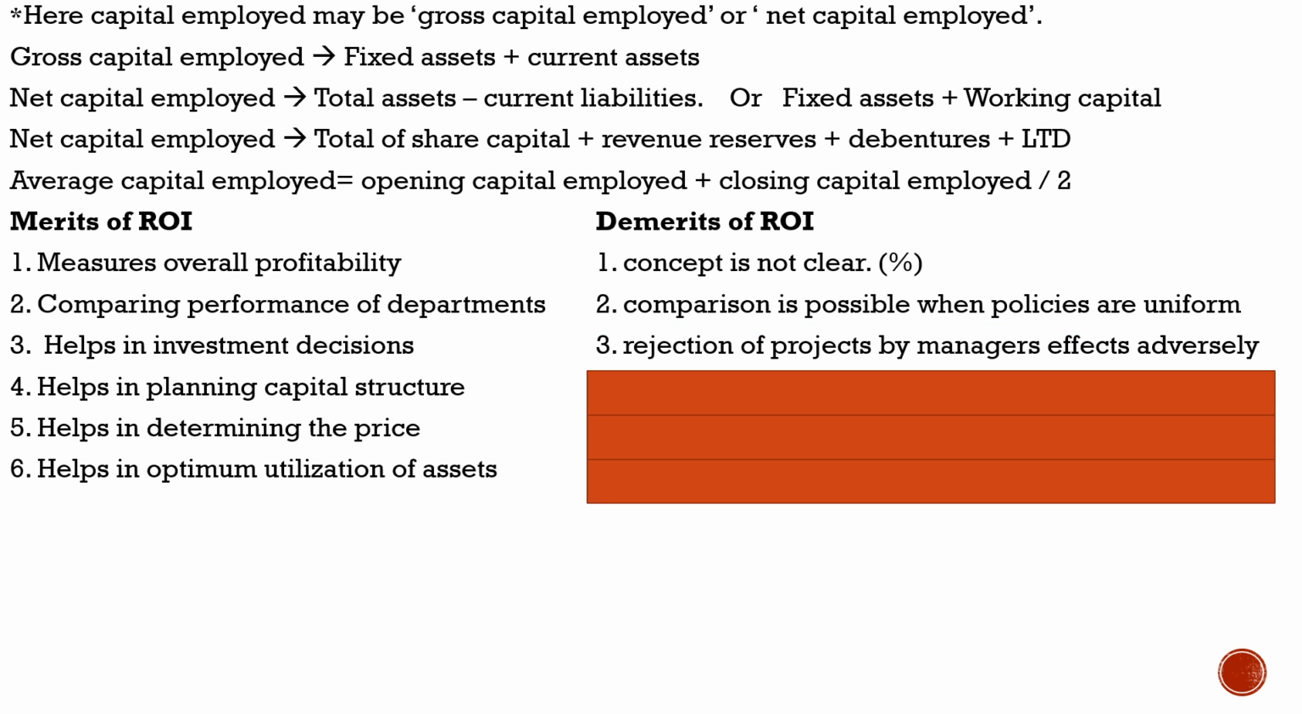Sometimes the divisional managers may reject new investments or projects that come to that particular division or department, but that particular project could be profitable for the company as a whole. From his point of view, it may not be profitable for that particular department, but in a general sense, for the organization as a whole, that project might have been useful. So because of the decision of the manager, such projects and opportunities are lost.